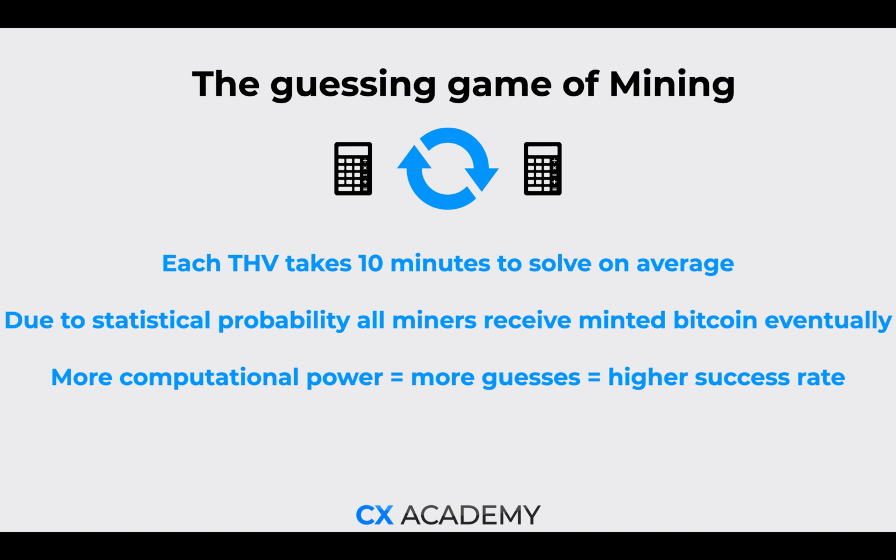So each block takes 10 minutes to solve on average. And due to statistical probability, all miners receive minted Bitcoin eventually. At some point, they will get the answer correct and they will be able to publish a block to the chain and in reward get some Bitcoin.